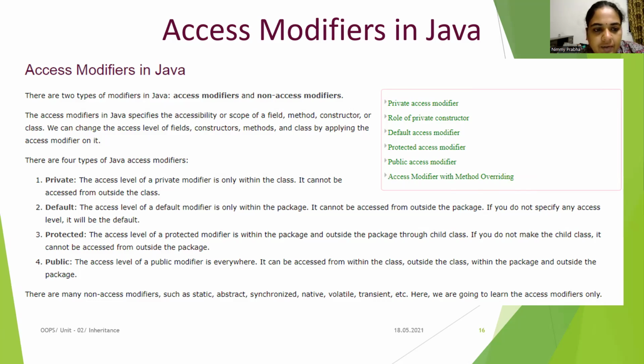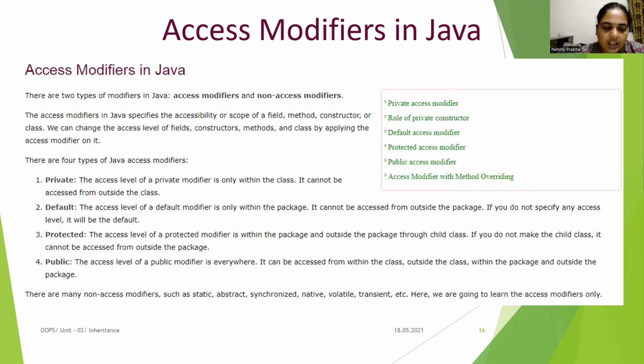The access level of a private modifier is only within the class. It cannot be accessed from outside the class, so we can use it only within the class. Default means the access level is only within the package. It cannot be accessed from outside the package. If you do not specify any access level, it will be default.